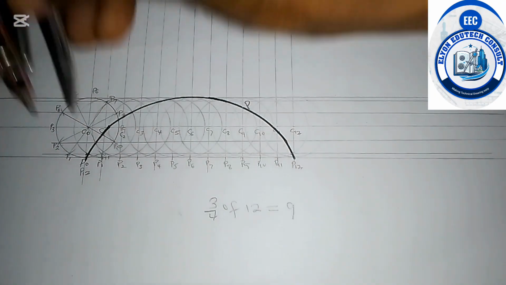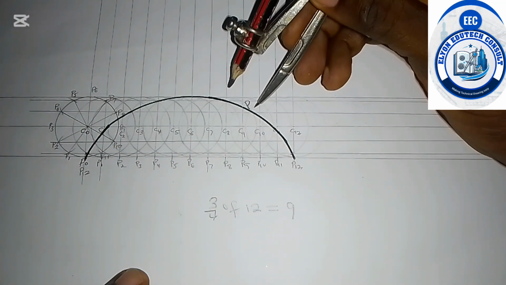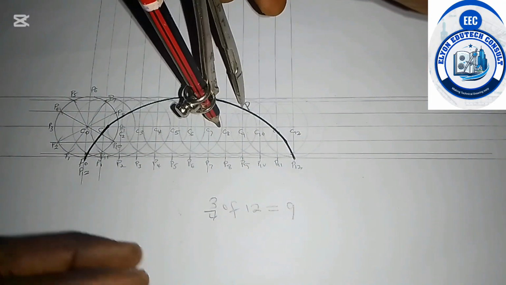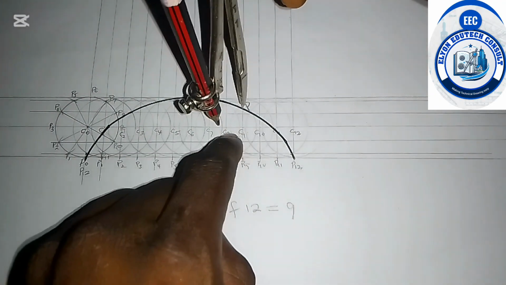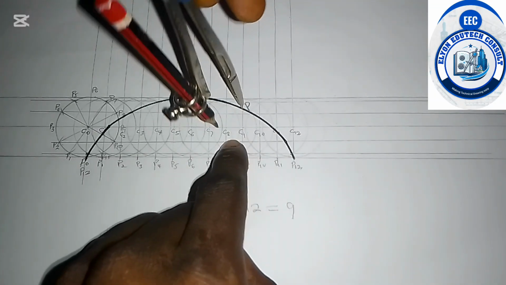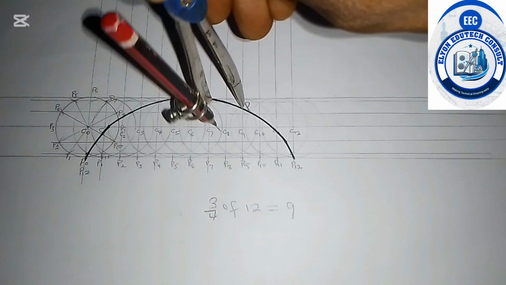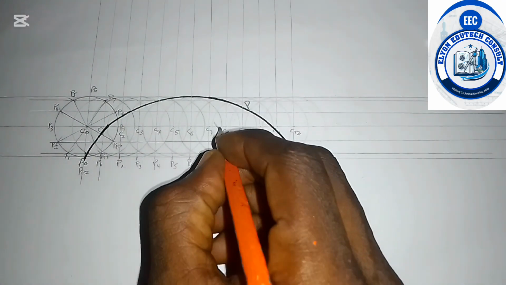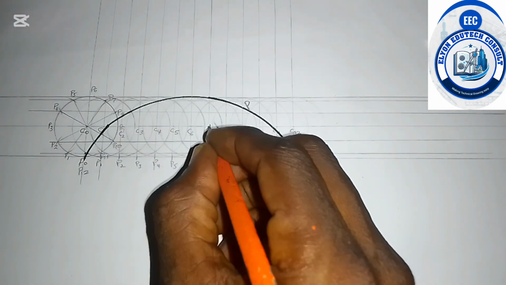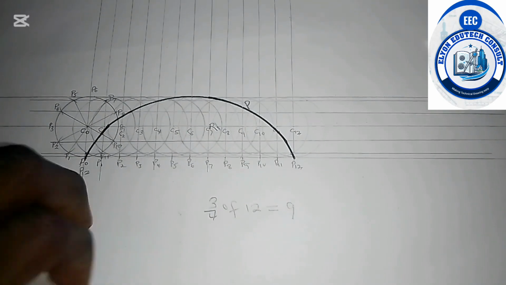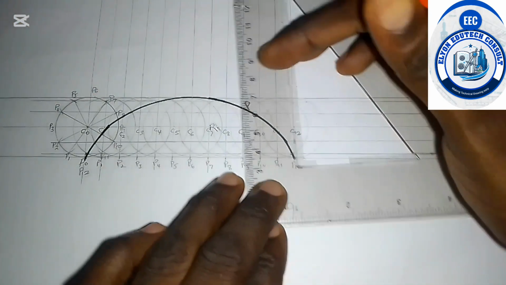You just trace out the radius this way with your compass. So I will put the needle on that point 9 and strike the center line. Make sure it's the center line, not any other one, this center line here. Let's call that point R. From that point I'm going to be erecting a perpendicular line.